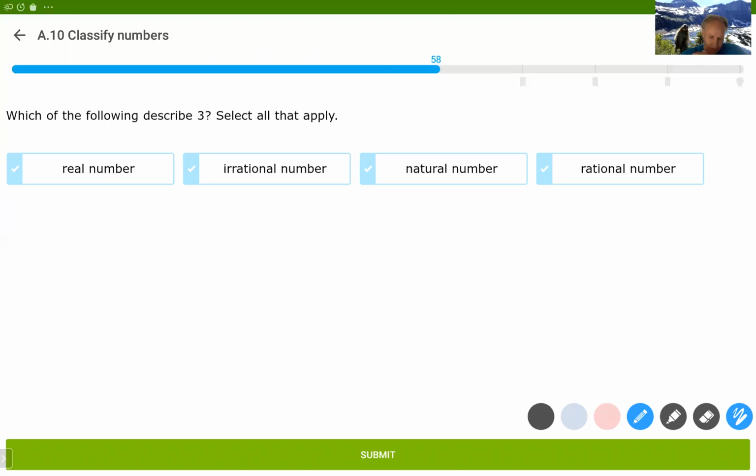Which of the following describe 3? It is a real number. It is a natural number, and it is a rational number.